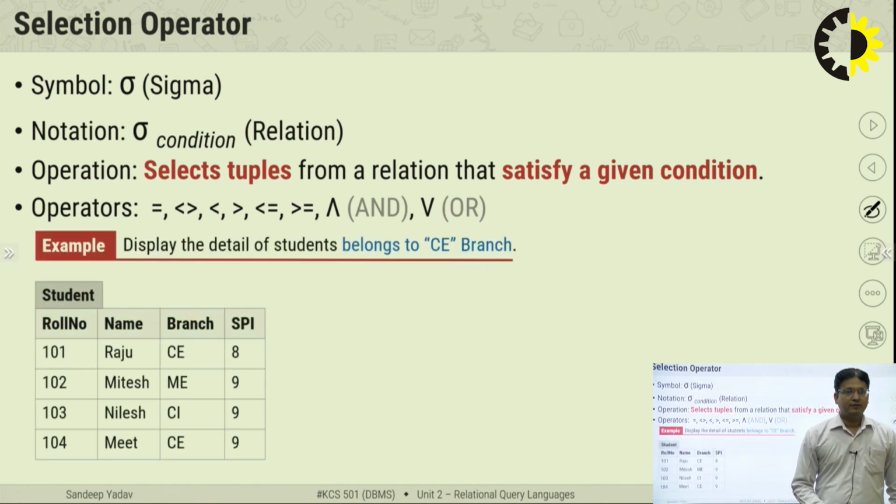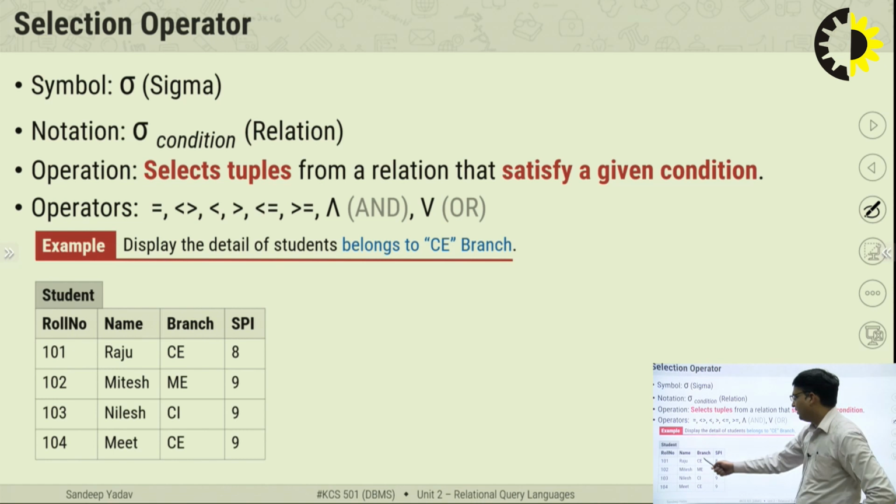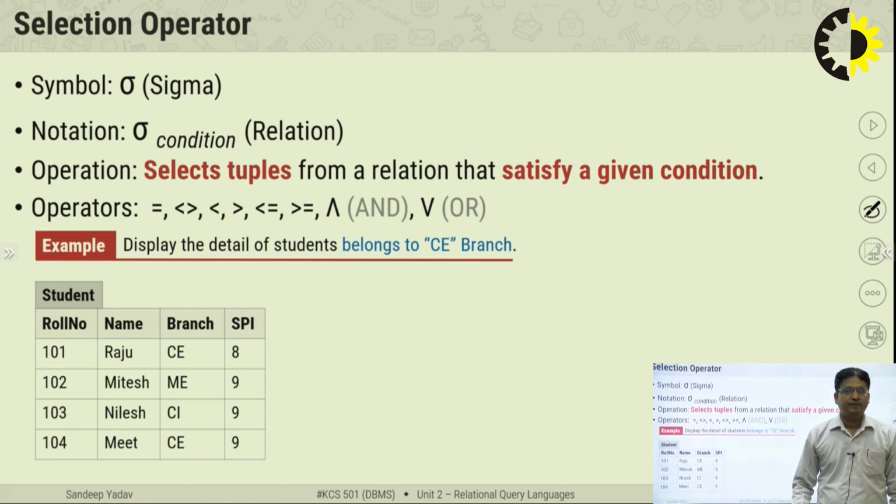Now, suppose we want to display the details of the students belonging to the branch civil engineering. This is the student relation, where roll number is there, student name is there, branch is there and SPI is there. SPI is student performance index. So, these are the branches: mechanical, civil, CI and CE. Now, suppose we want to retrieve the tuples belonging to the civil engineering department. We have to specify a condition that the branch is civil.